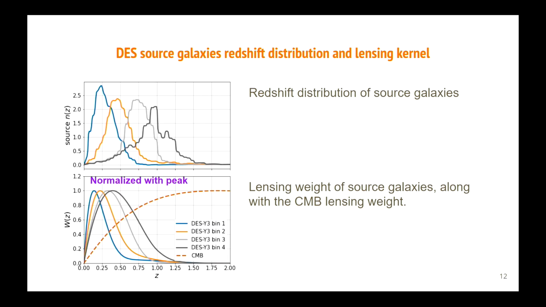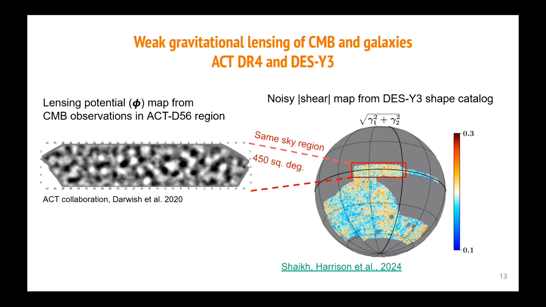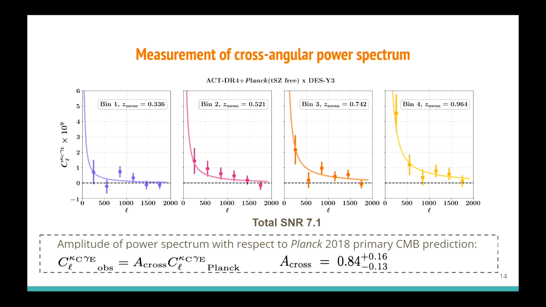DES provides the galaxy sources distributed in 4 photometric redshift bins, and their corresponding lensing kernel looks like this in reference to the CMB lensing kernel. So here you can see that the auto spectrum is mostly probing the redshift range up to 1. The lensing map that I showed overlaps with these parts of the DES measurements, and we calculate the correlation between these two data sets.